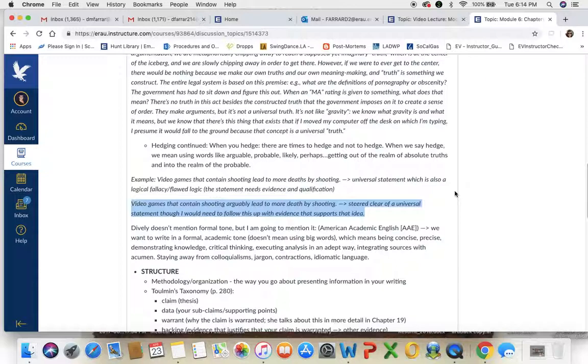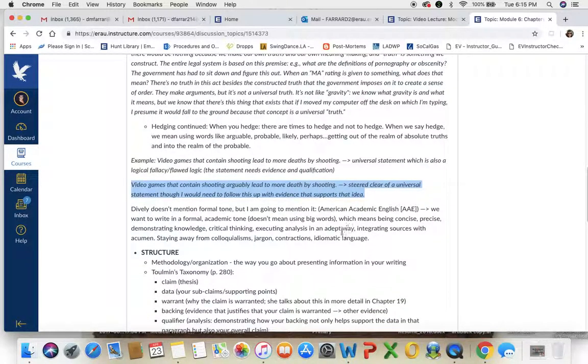So here it's: video games that contain shooting arguably lead to more deaths by shooting. Just dropping in that hedge word, arguably, immediately takes you out of the realm of absolute truth. Here I steered clear of a universal statement, even though I would still need to follow this up with evidence that supports that idea.